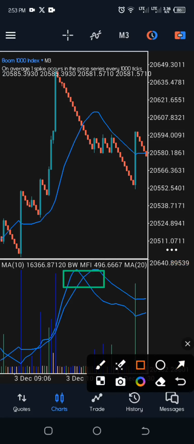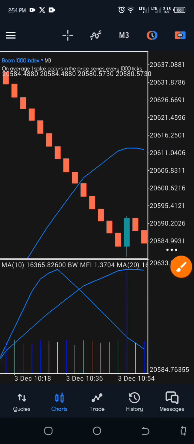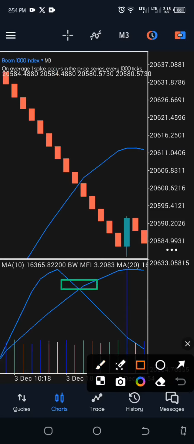So after they cross each other, then the next thing we have to do is just look into our main chart. So what is the thing that we are looking for on our main chart? After we see this cross happen between the moving averages, we wait for a candle to close below the moving average. So after this candle, we get another third candle, which is this one, and this one. So after this candle, we enter our trade with this candle right here.